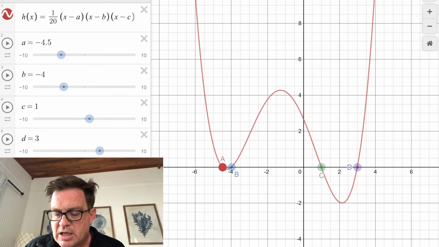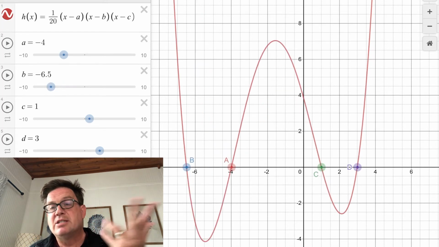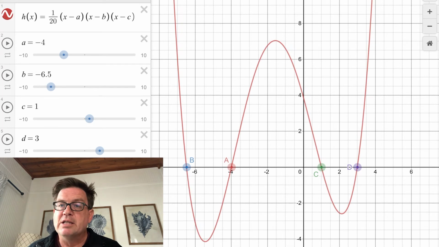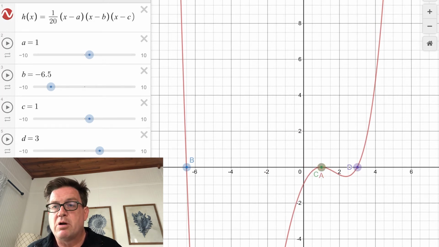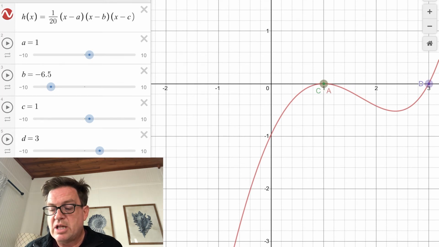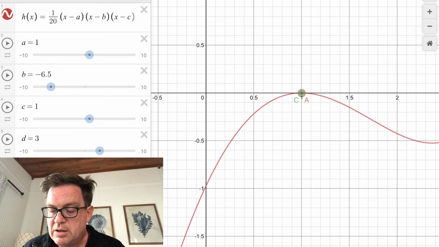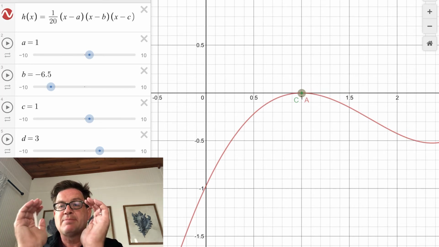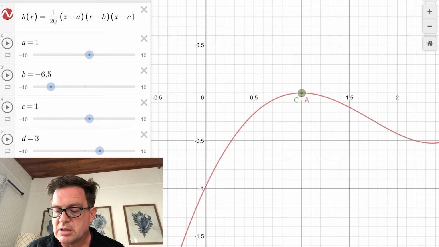And as B goes to the other side, A and B just flip-flop, and now B is farther to the left. So you can move these around. I could have A and C be the same, and so now I've got a parabola shape over here at 1, but it's upside down. So that's another double root, at x equals 1, so that would be like an x minus 1 squared term in my polynomial. And that looks kind of like a parabola upside down in this case.